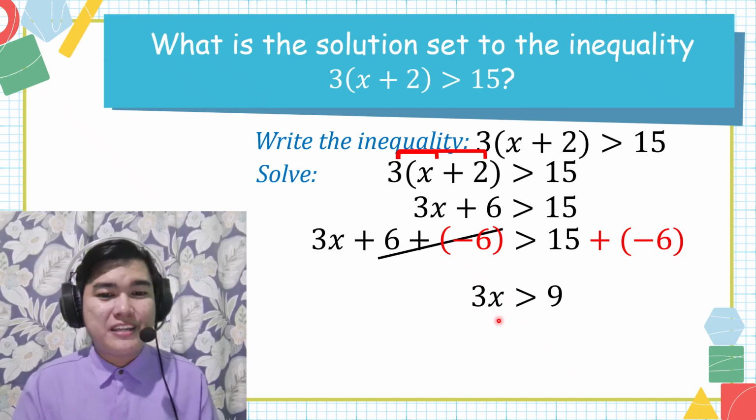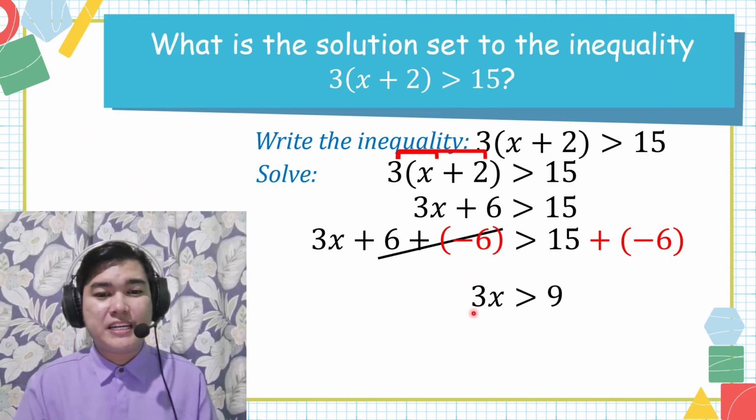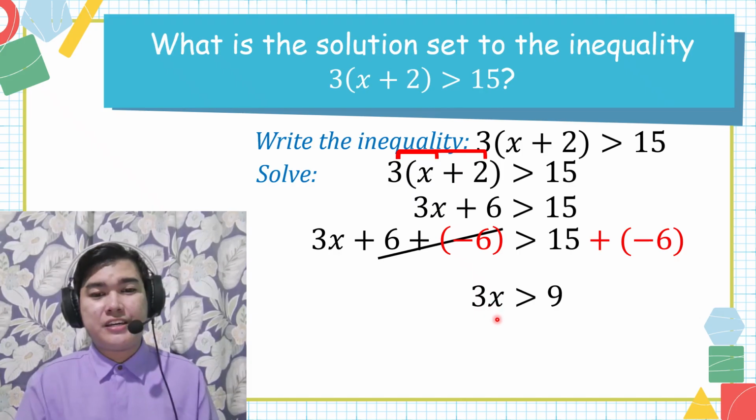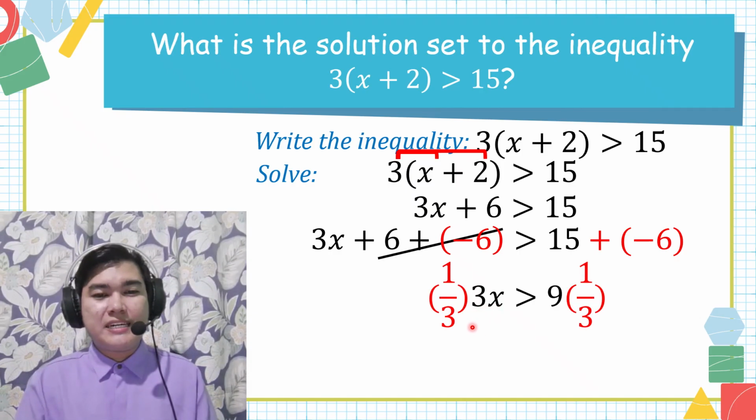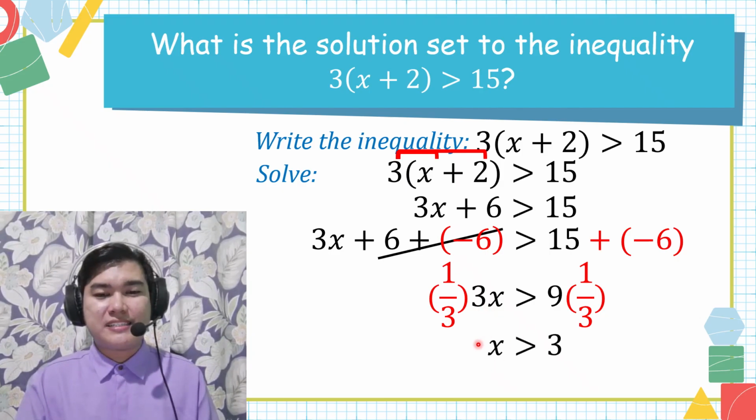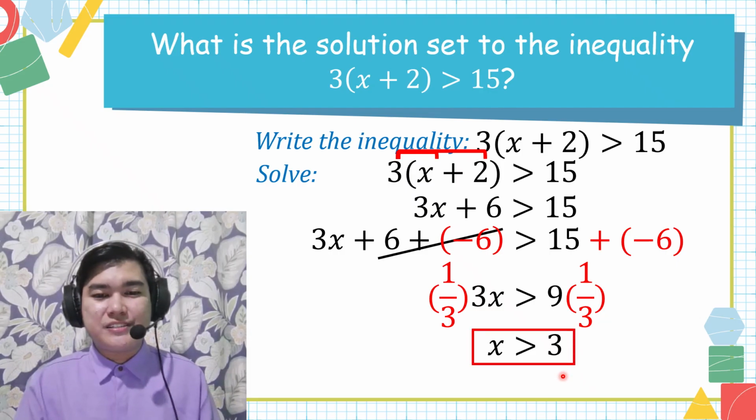It is not done yet because we have a numerical coefficient of 3. We are going to use the multiplication property to find the value of x. We will look for the reciprocal of 3. The reciprocal of 3 is 1/3. We will multiply both sides of the inequality by 1/3. 1/3 times 3x would be x. 9 times 1/3 is equal to 3. So therefore, the value of x is greater than 3.